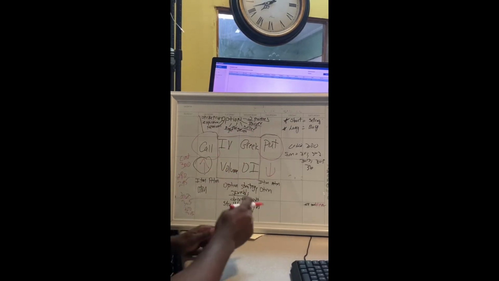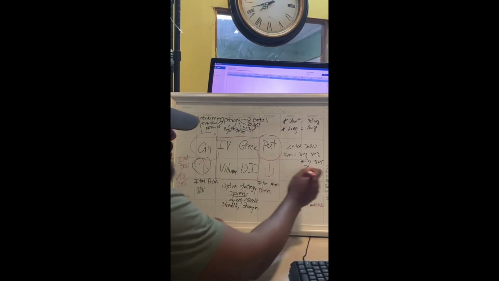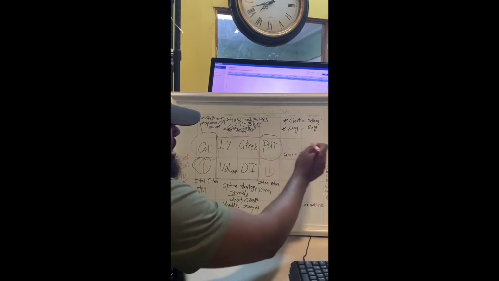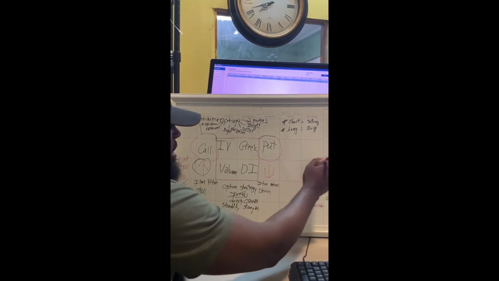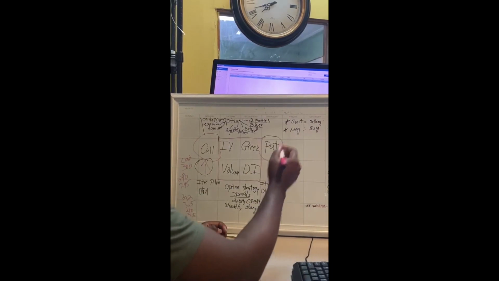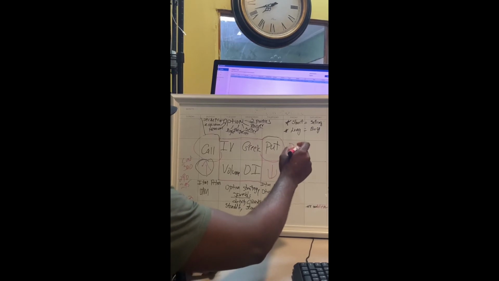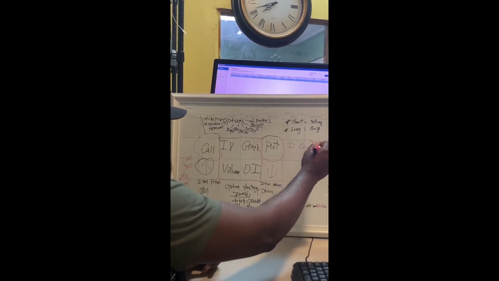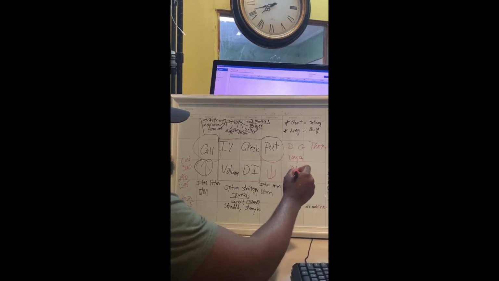For example, let's go back over here. Let's say you guys wanted to play, matter of fact, let's just give you guys the definitions. So the first part of the Greeks we got delta, we got gamma, we got theta, and we got Vega, and we got rho.